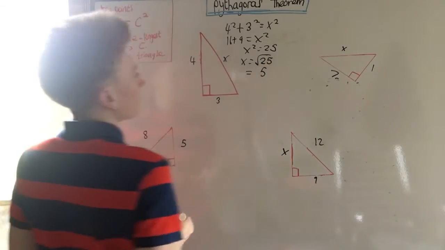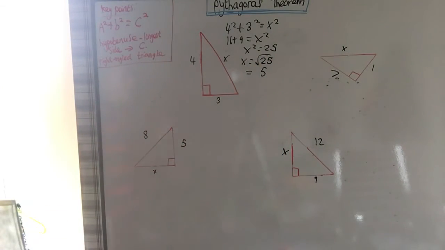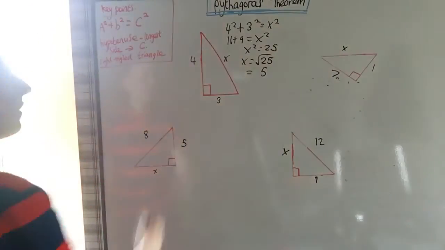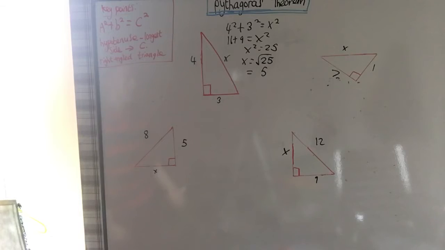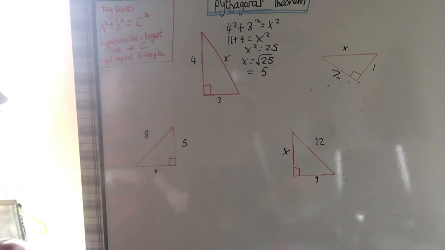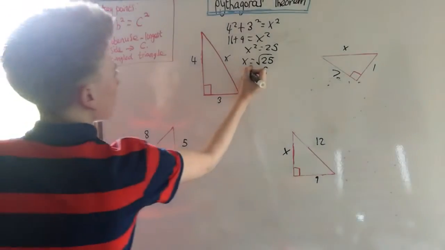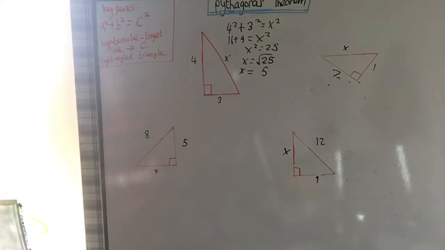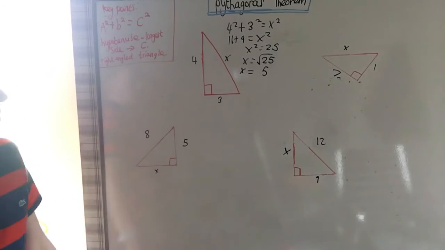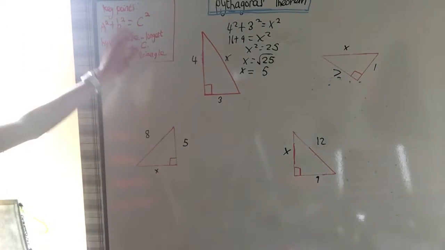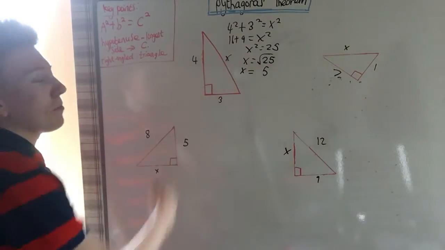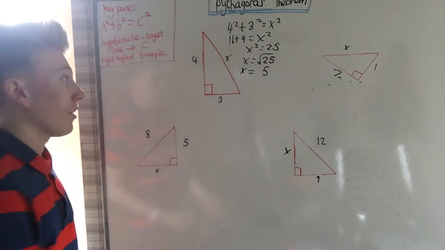which equals 5. Now, some of you will be aware that the square root of 25 can be minus 5 as well. However, in this case, the minus is not relevant because we are looking at a length, and we can't have a negative length, okay? So, x is 5. And that's all we need to do, guys, for Pythagoras. It's as simple as that. We apply a formula to a triangle to find a missing side, and it has to be a right-angled triangle.